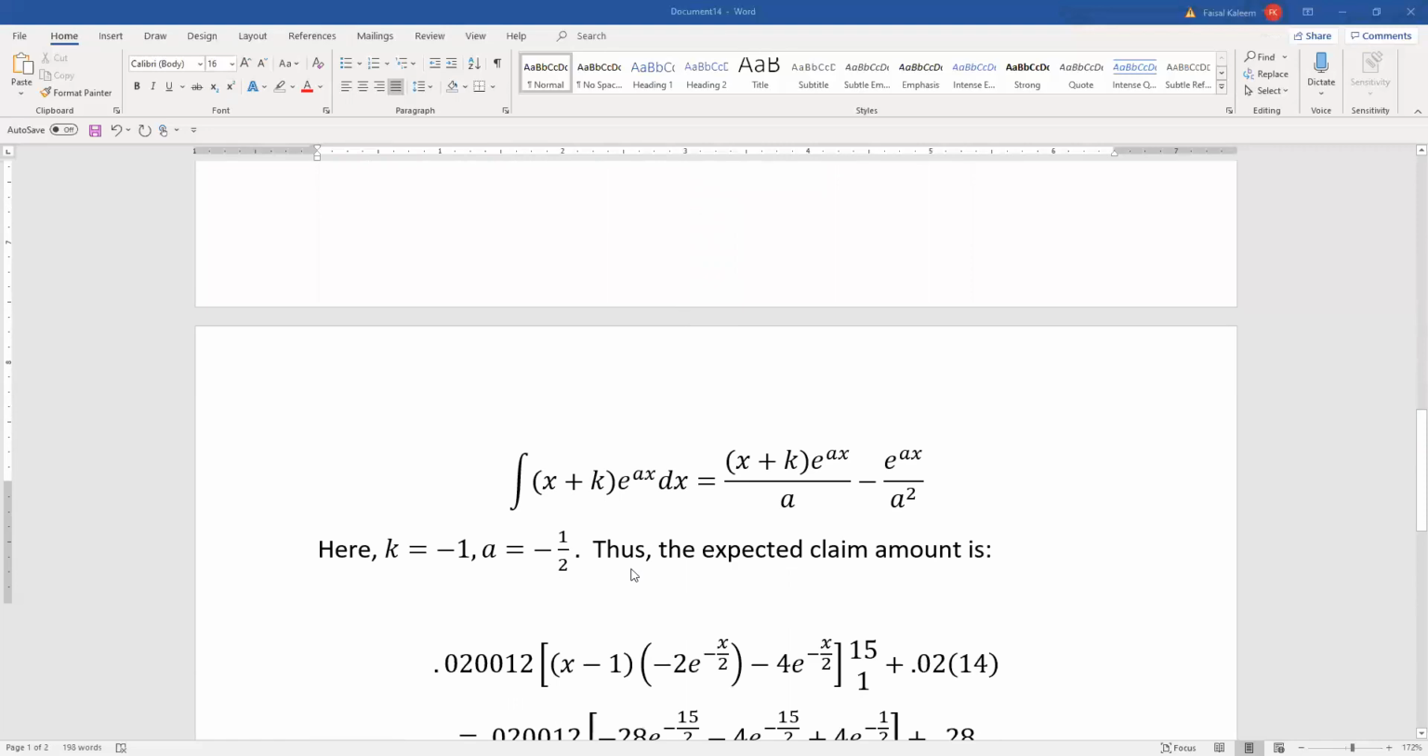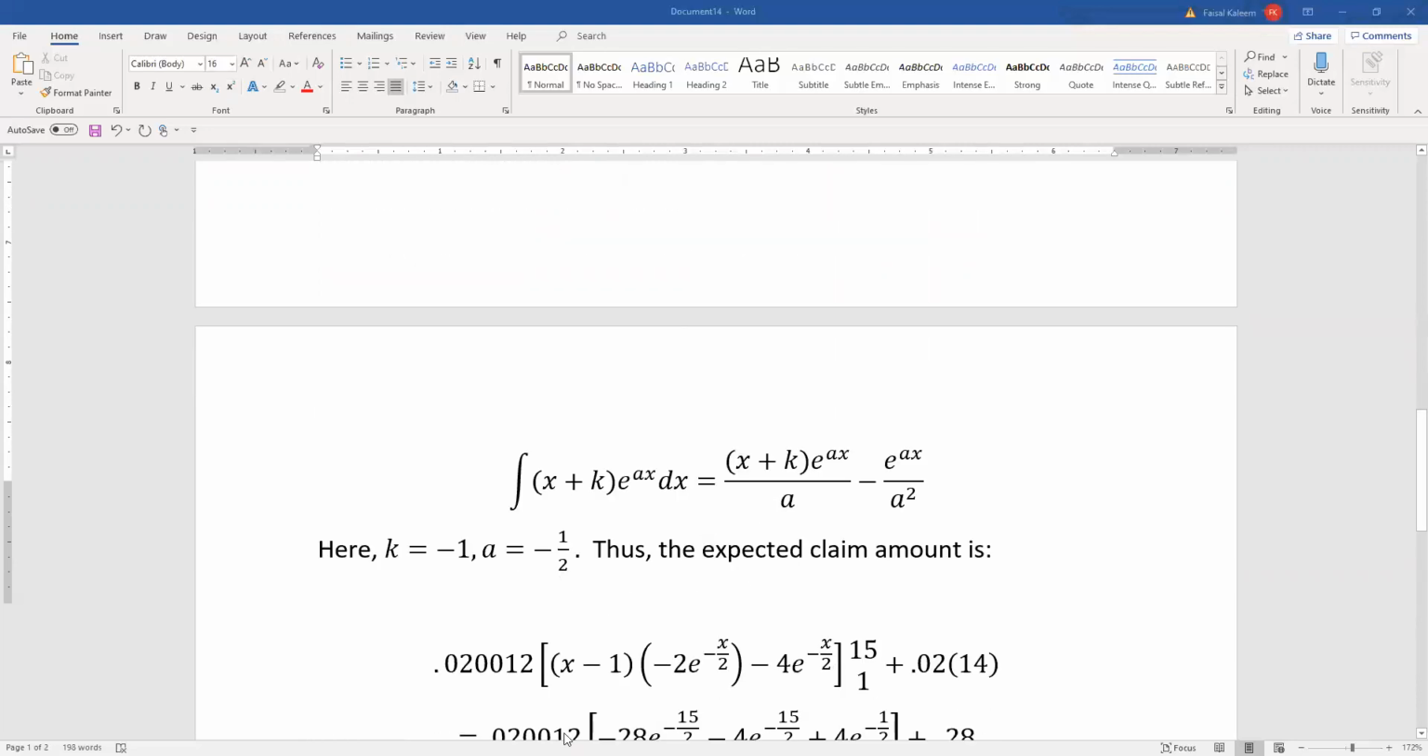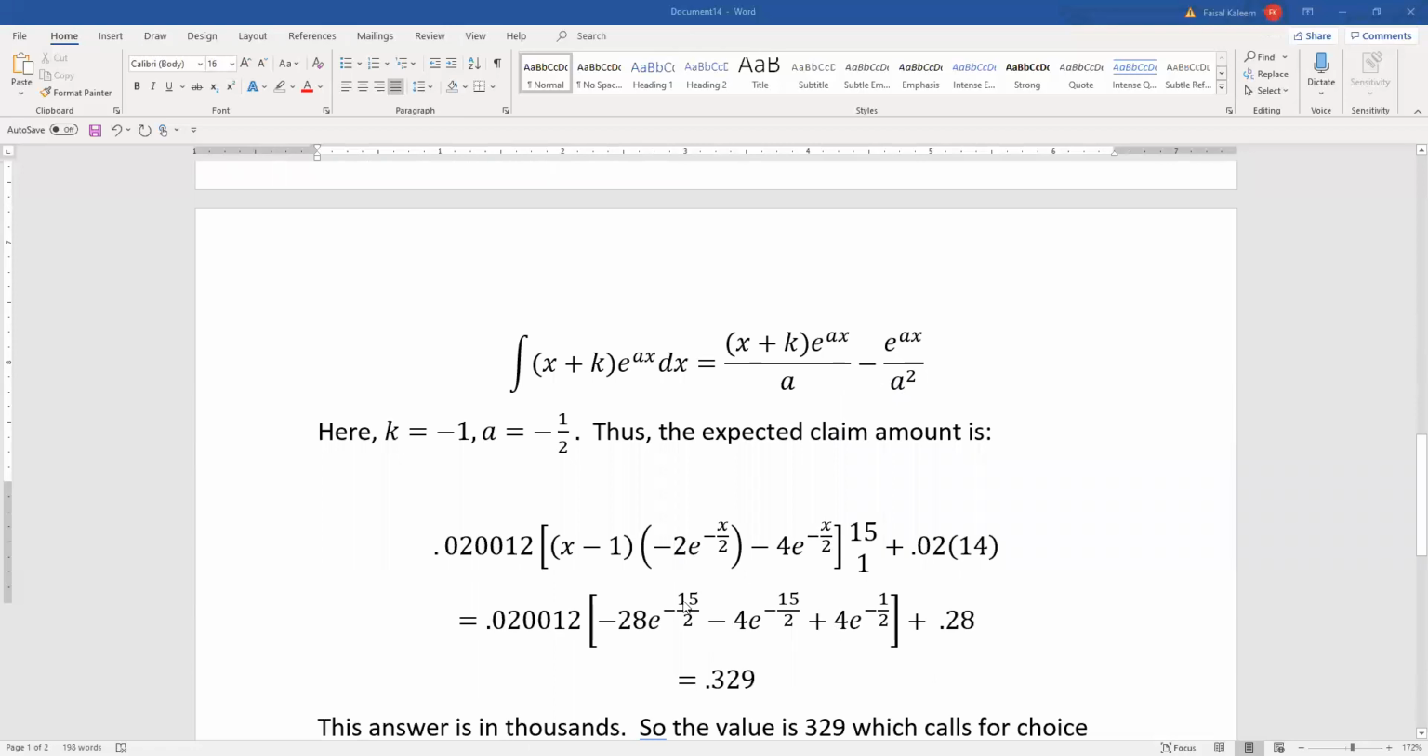So I first multiplied the 0.04 and the 0.5003. That gave me 0.020012. And then the shortcut was saying X plus K, which is X minus 1, e^(aX) over A. So e^(-X/2) divided by -half, so that's multiplying by -2. And then we had a minus sign, and e^(aX) over A squared. So e^(-X/2) divided by (-half) squared, which is +4. And the negative was from the formula. So when you substitute the limits, we finally end up with 0.329.